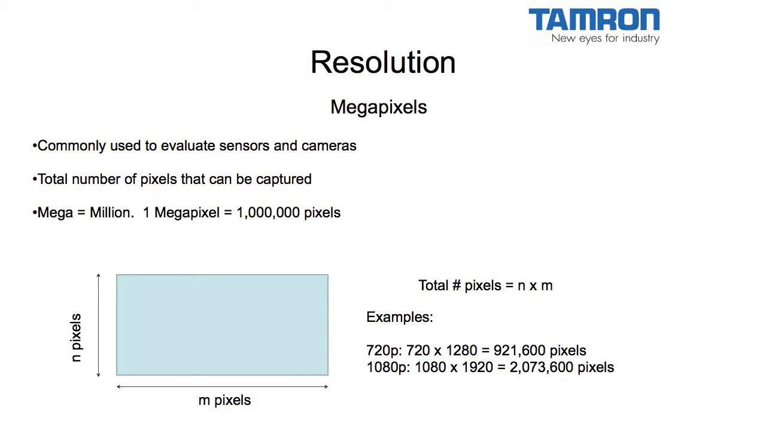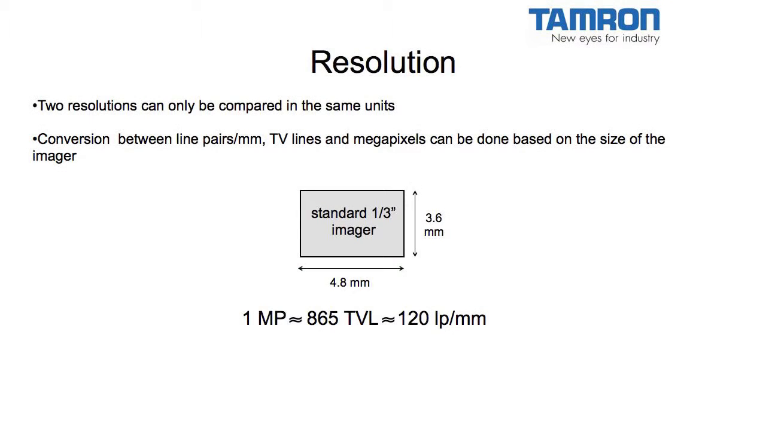Megapixels refers to the total number of pixels that can be captured, and since mega means million, 1 megapixel is equal to 1 million pixels. The total number of pixels in an image can be calculated by multiplying the number of pixels in the horizontal direction by the number of pixels in the vertical direction. For reference, a resolution of 1080p includes just over 2 megapixels.